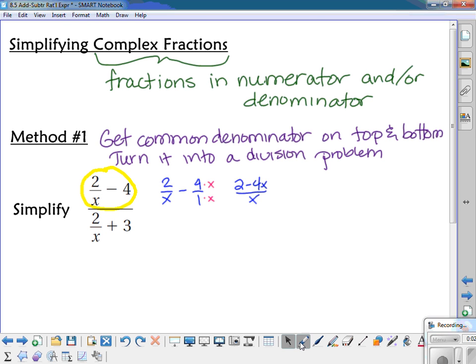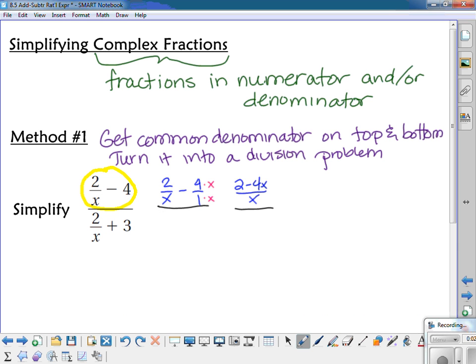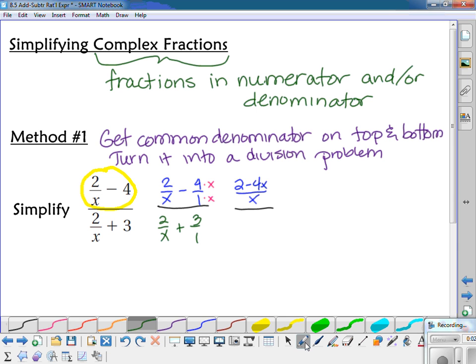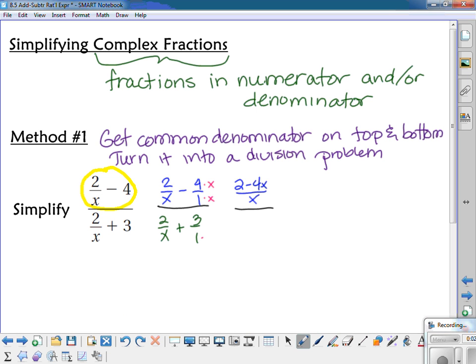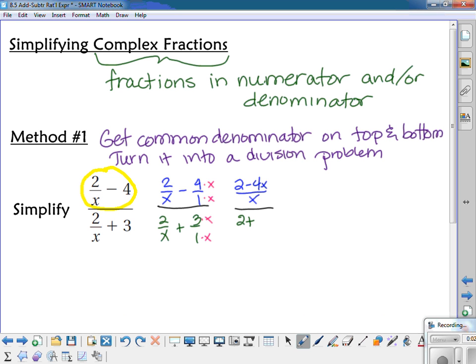All right, now I'm going to do the same thing for the bottom. I've got 2 over x plus 3 over 1, so I have to multiply that one, as it turns out, by the same thing. It's not always going to be the same, it just happens to be that way in this problem. So then I have 2 plus 3x all over x on the bottom.